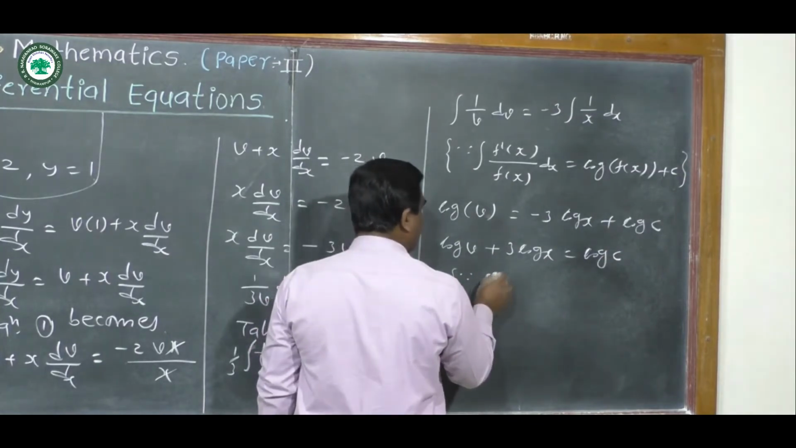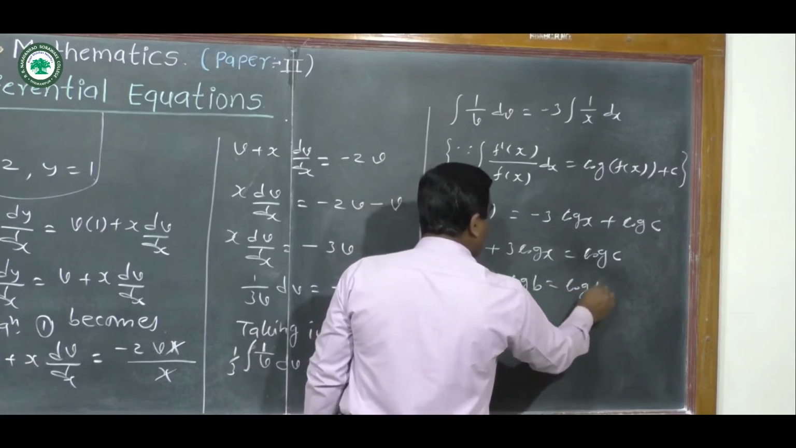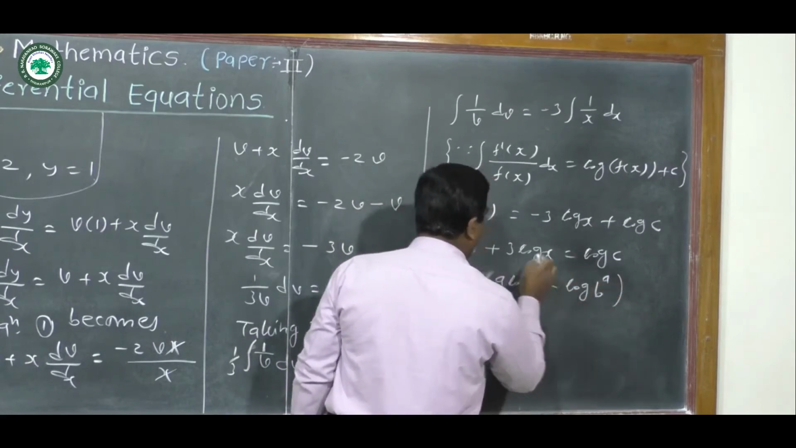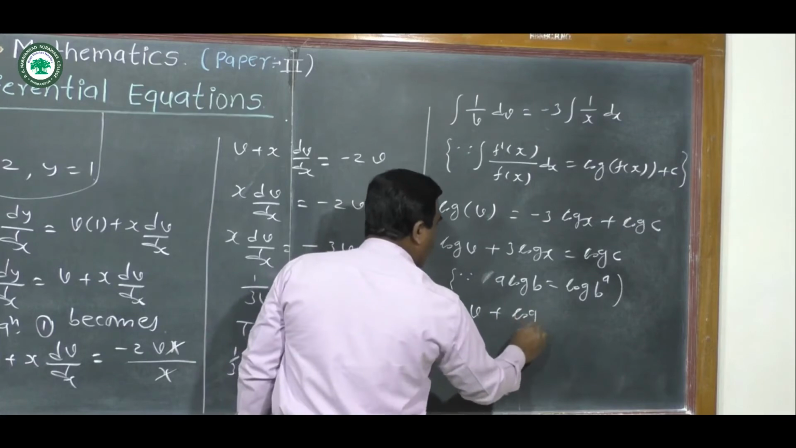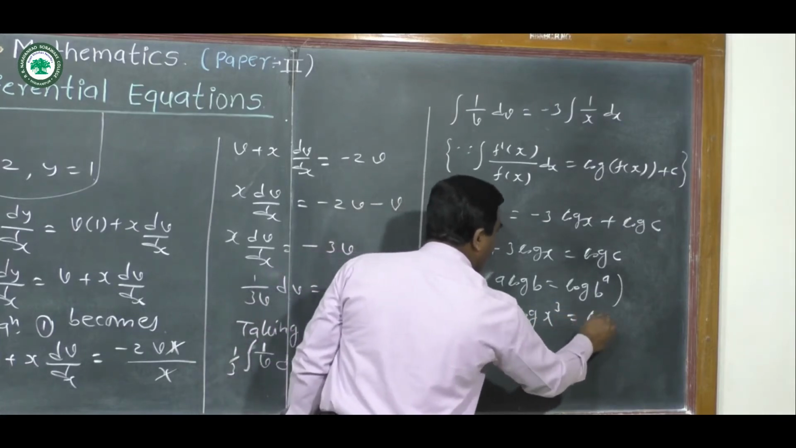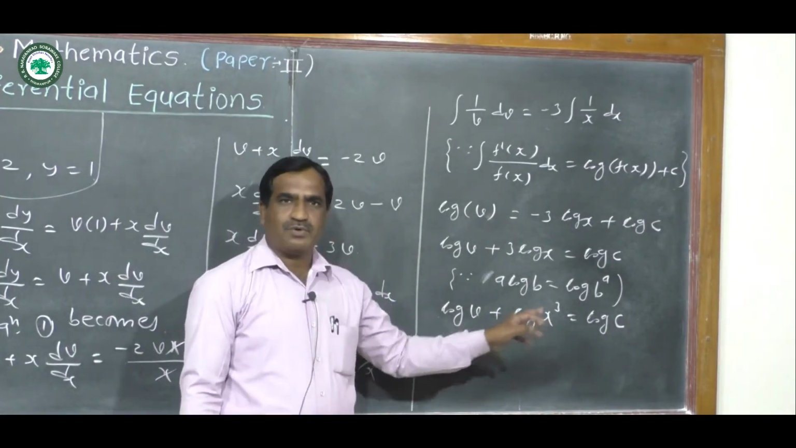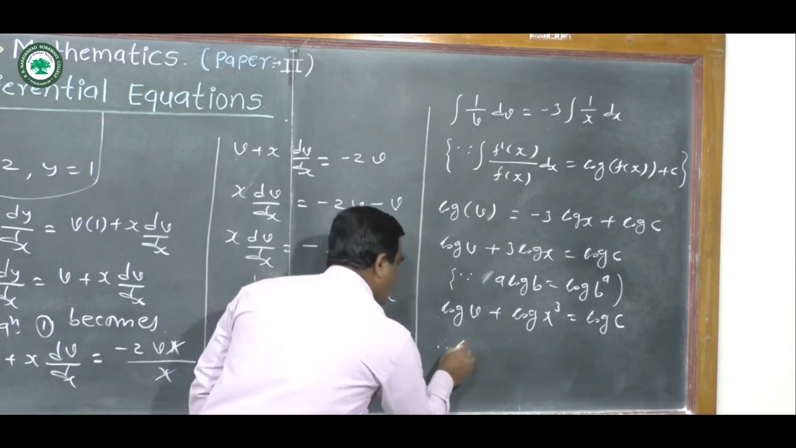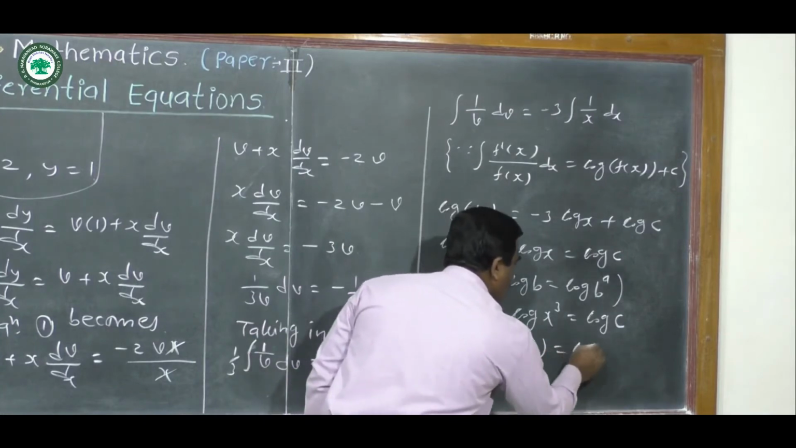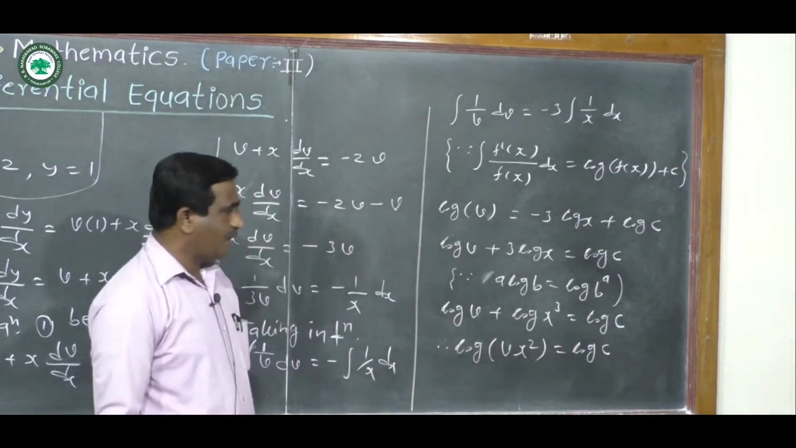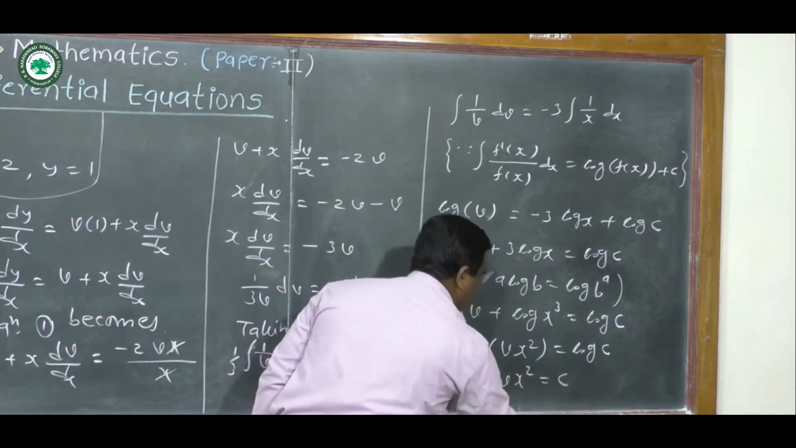Now we use formula for logarithm here. Since a into log b is equal to log b raised to a. Okay, we use formula here. Therefore, we can write log v plus log x raised to 3 equal to log c. Again, we can use formula for logarithm. Log a plus log b equal to log a into b. Therefore, we can write here log of v into x cube is equal to log c. Okay. Now here log cancels out, remains only v into x cube equal to c.